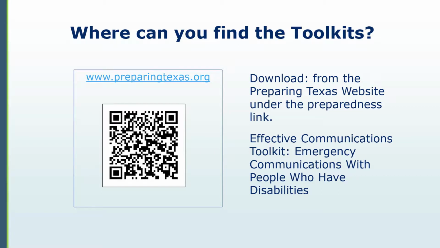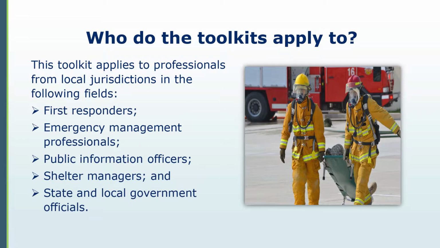So where can you find the toolkits? The toolkits are located on Preparing Texas, both the Effective Communications Toolkit and the FNSS Toolkit. So, preparingtexas.org, if you go to the Preparing Texas website, you can find both the toolkits under the preparedness link. And then who do the toolkits apply to? So everybody, it really does apply to everybody, but they were specifically tailored to support local jurisdiction, first responders, emergency management professionals, public information officers, shelter managers, anybody involved in state and local government.